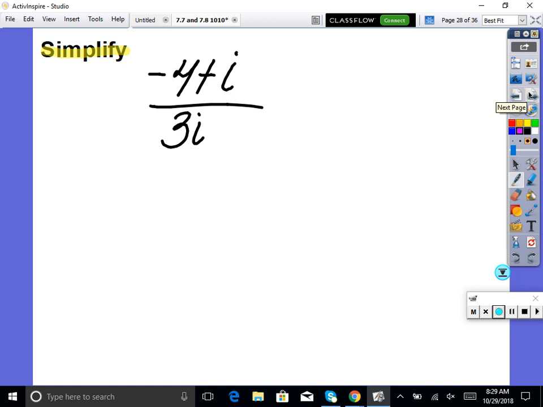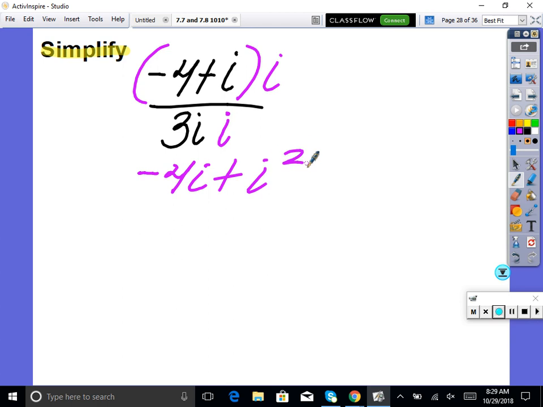Try to remember it though, just for future math. Some math teachers might ask for it in your future math. Okay, what would I need to do? Multiply by what? I put parentheses i. So then that would be negative 4i plus i squared on top. And then that would become negative 4i minus 1, wouldn't it?